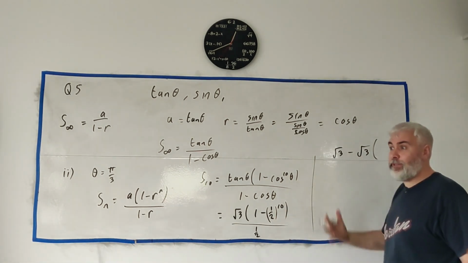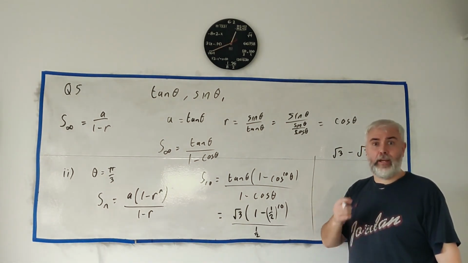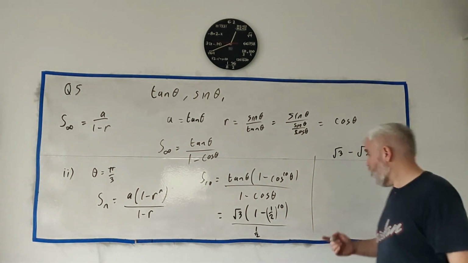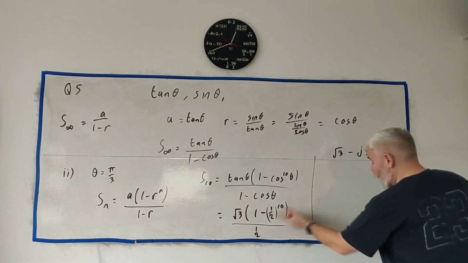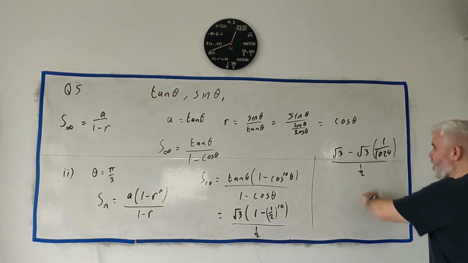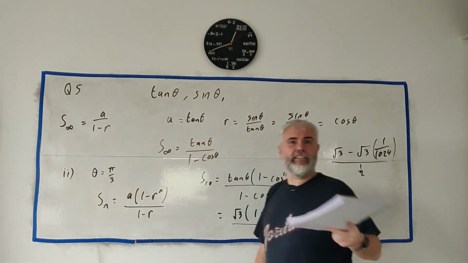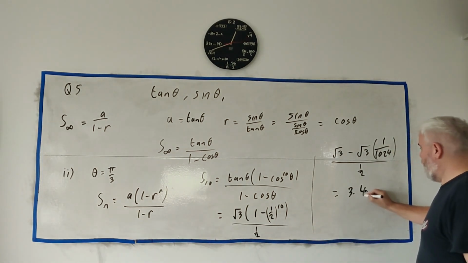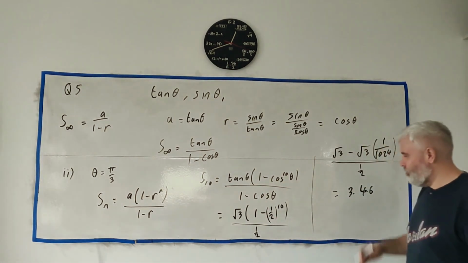This goes in as square root of 3 times 1 minus 1 over 2 to the power of 10. 2 to the power of 10 is a famous enough number because we live in a binary world. A kilobyte, a megabyte, a gigabyte, a terabyte: people think it goes up in thousands, but it actually goes up in 1024s, because that's 2 to the power of 10. Anyway, that's all divided by 1 over 2, which is like multiplying by 2. Put that into a calculator at this point because they wanted 3 significant figures, and you would get 3.46.